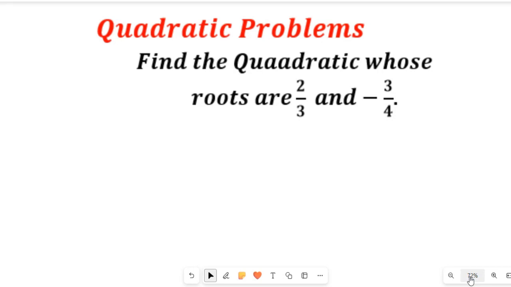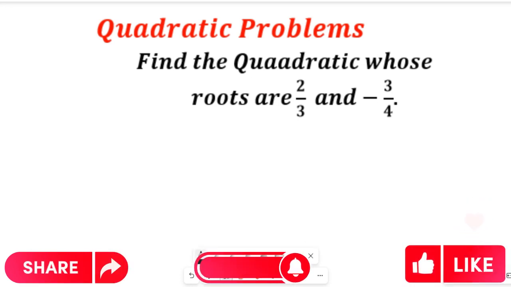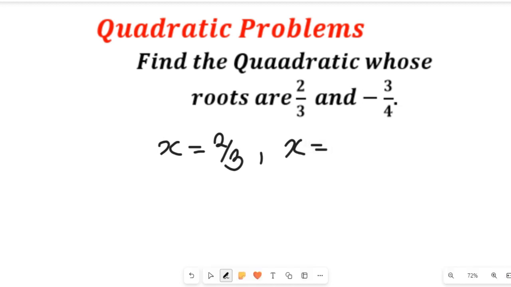Finding the quadratic equation whose roots are given values is like working from the bottom to the top. So we are going to use the bottom to the top approach in finding the quadratic equation that has these roots. Now, from the quadratic equation, we can have the value of x to be equal to 2 divided by 3, and we can also have the value of x to be equal to negative 3 divided by 4.